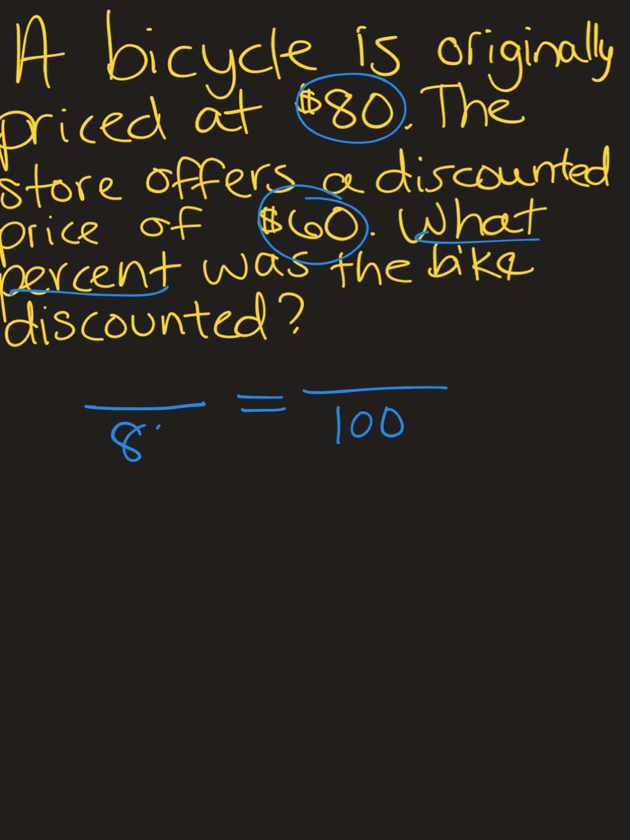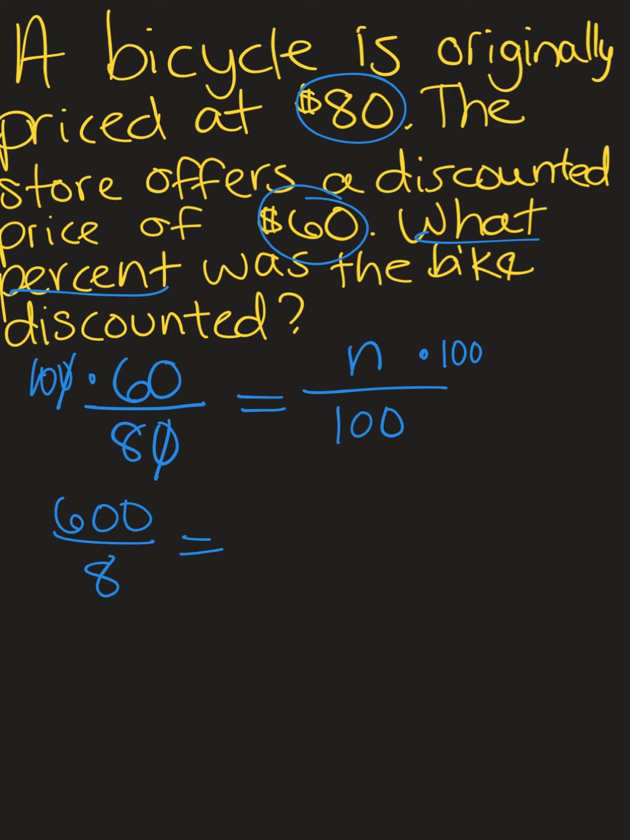So I'm going to put my whole on the bottom here, the part on the top, and I'm going to solve for my percent. Okay? I'm going to do that by multiplying both sides by 100, using my inverse operations. Now, 10 times 60 gives me 600 over 8. And yes, I can simplify that, but I'm going to simply divide because that is going to give me my final answer. So I have top in, 600 inside, bottom out, 8 outside.